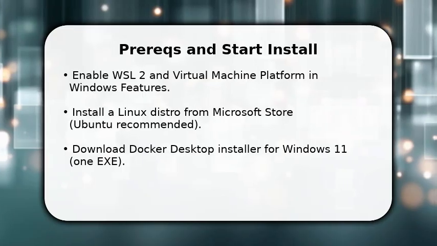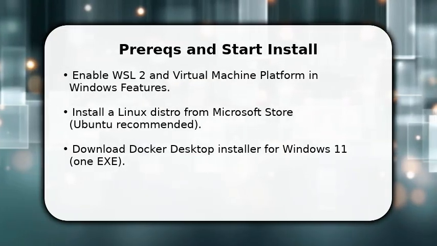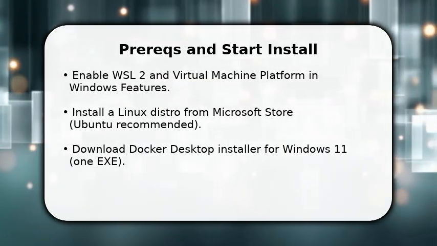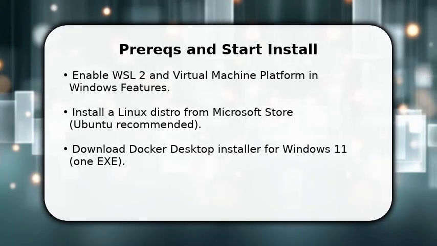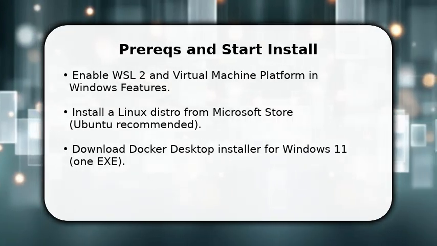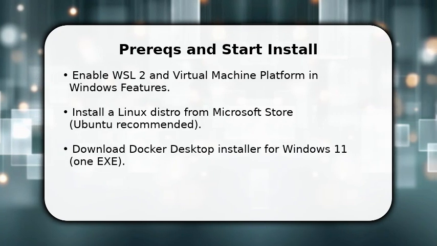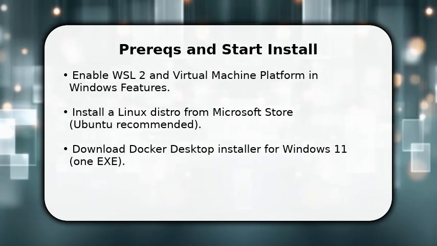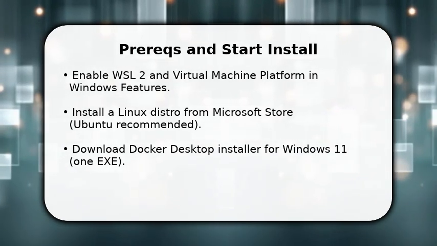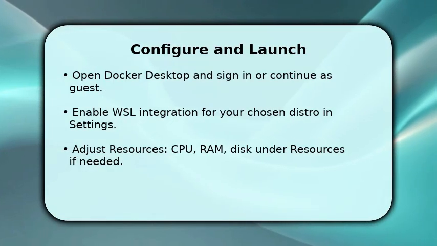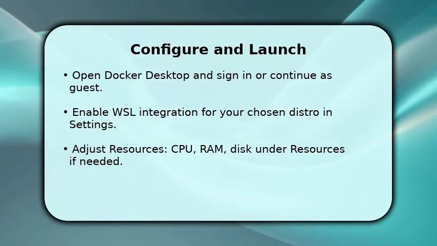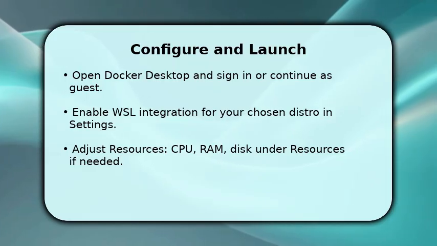Next, run the Docker Desktop installer exe you downloaded. Make sure to approve the installer prompts and select WSL2 integration when offered, because that choice gives better performance and seamless use of Linux tooling inside Windows. After installation, launch Docker Desktop and sign in or continue without an account if you prefer.